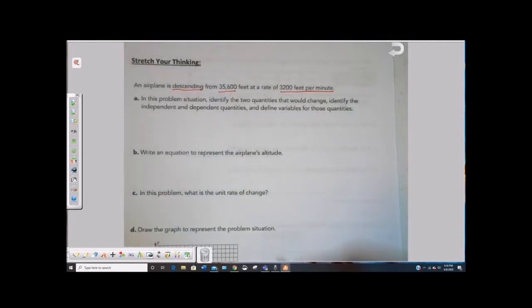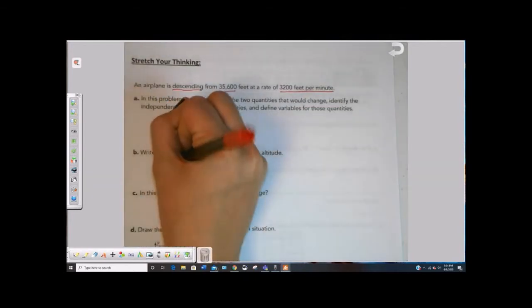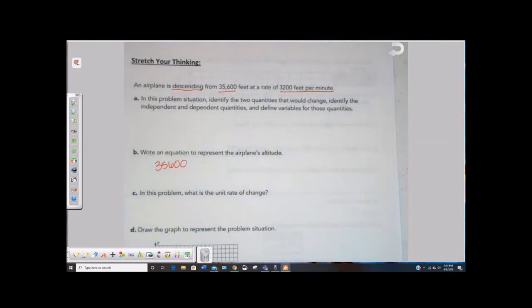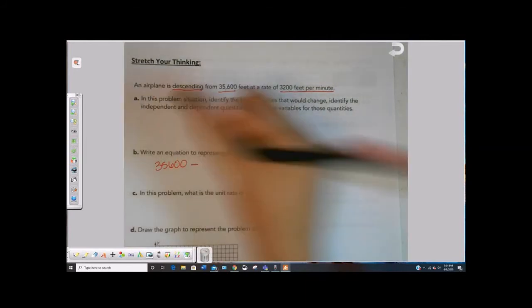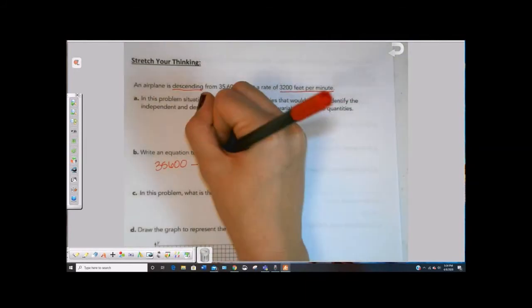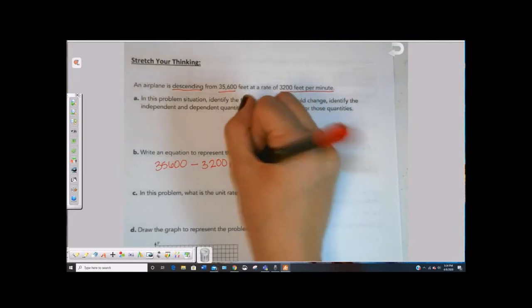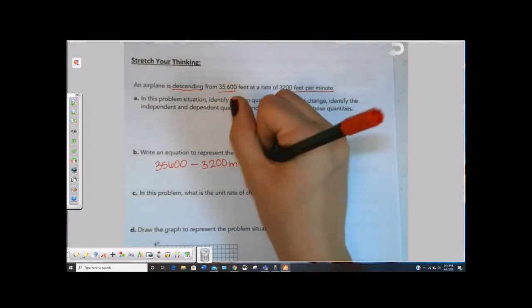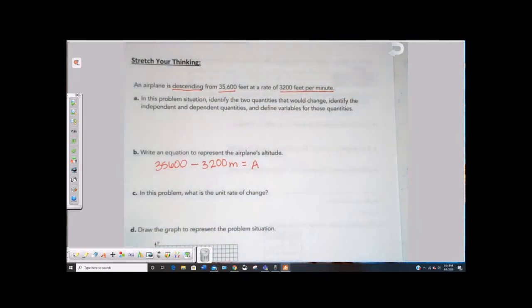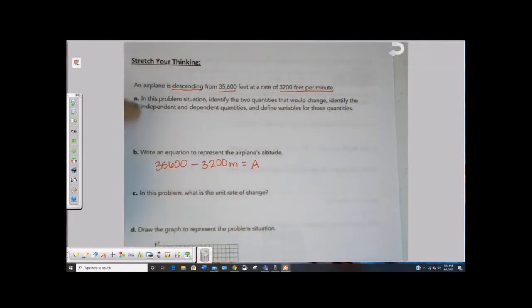I'm going to write the equation first because that's always where I like to start. When it says you're descending from, that's your starting point. So I have 35,600, and descent means you're going down, so minus the 3,200 feet per minute equals your altitude. A for altitude. So that's my equation.